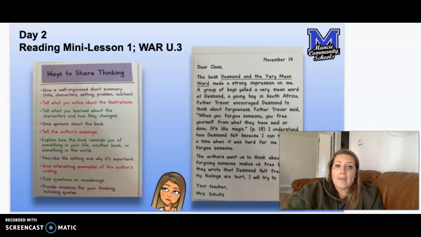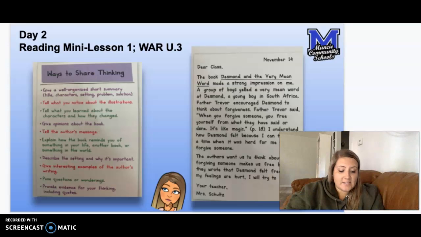A quick recap of our chart that says ways to share thinking. You're going to give a well-organized short summary, which includes the title, characters, setting, problems, and the solution. You're going to tell what you noticed about the illustrations that were in your book. Tell what you learned about the characters and how they changed. Give opinions about the book.